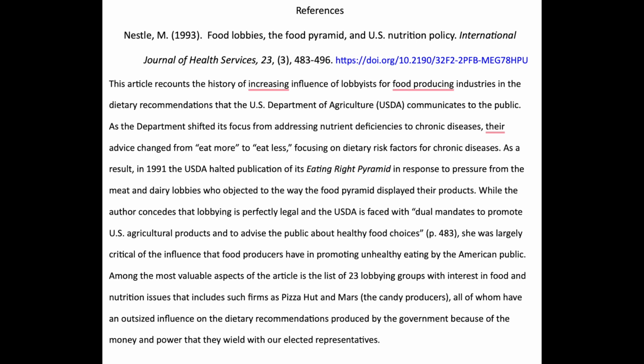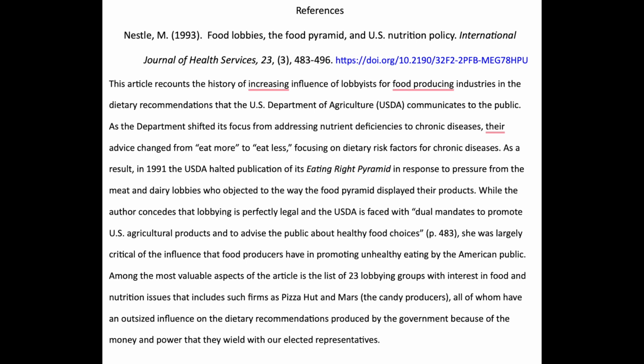So what I do is I acknowledge that the author points out that, yes, lobbying is legal, but she is concerned about the outsized influence that these industries have and the impact it is having on the American diet. And so that's pointing to the bias that exists in the article, but it's a bias that I am in favor of. And then I evaluate why this is valuable to me. One of the most valuable parts is there's a list of 23 food-producing lobbying groups that have influence on the diet that is recommended by the U.S. Department of Agriculture. And so there, all the ingredients.